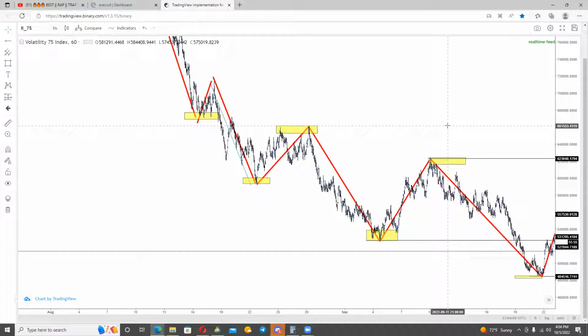You have supply and demand, support and resistance, and we have trends. And the trend is your friend. But here's one thing: people think when you buy, you don't sell, and when you sell, you don't buy. That's wrong. When you see the market buying, you sell, and when you see the market selling, you buy.